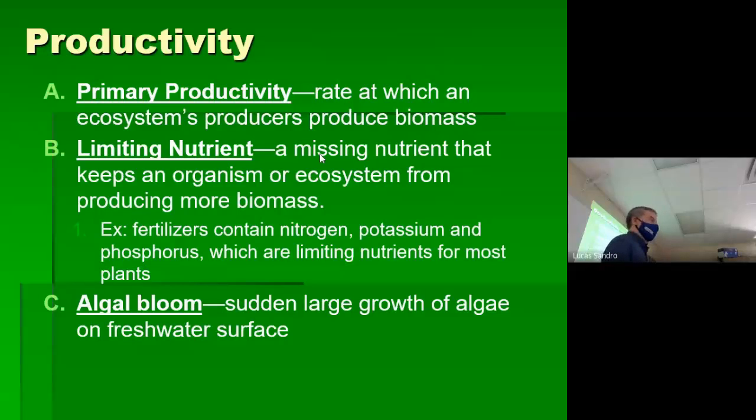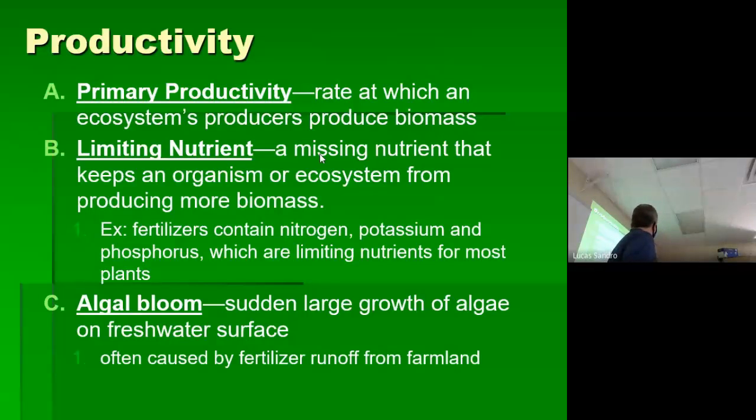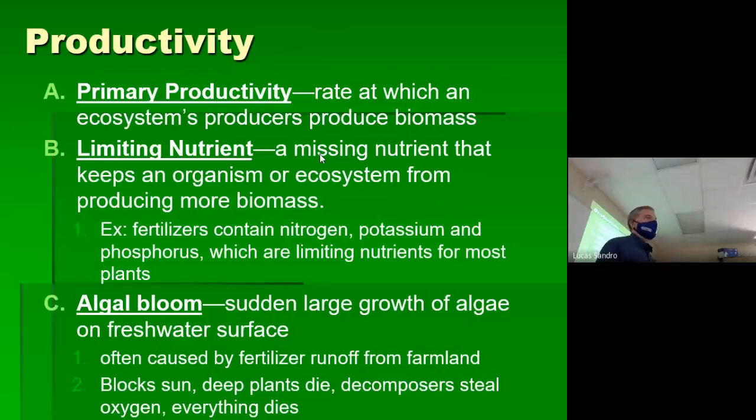There's producers underneath that are supposed to be getting light. And the algae usually goes nuts for a while, and then it reaches its growth limit and then starts to die. And when the algae die, bacteria move in to decompose it, and those bacteria suck the oxygen right out of the water, and everything starts to die because now you've got an anoxic body of water with no oxygen.